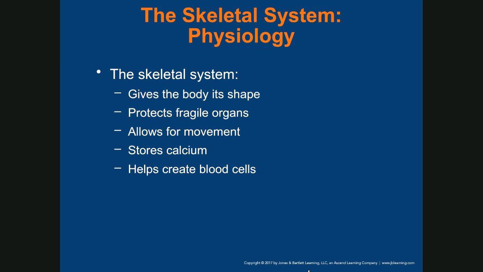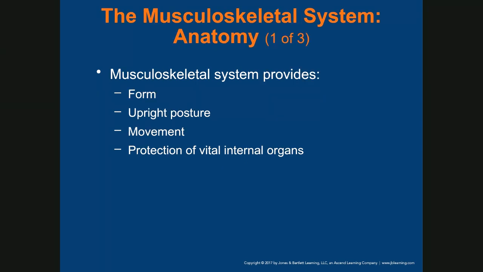Now, the skeletal system works with the muscle, right? So, musculoskeletal system. The musculoskeletal system provides form, upright posture, movement, protection of vital internal organs. And when muscles contract normally, they will produce heat, right? So if that contraction is normal, you'll get heat production.